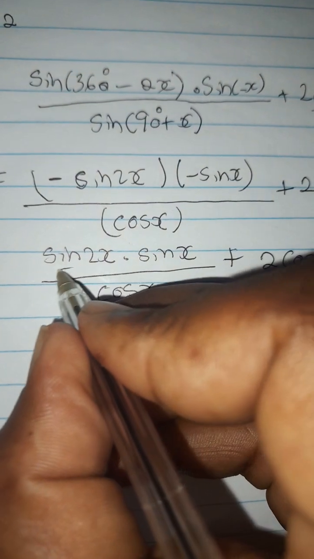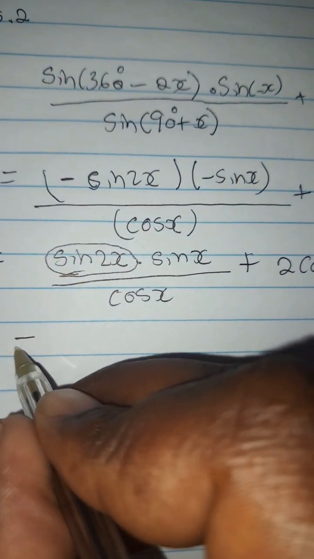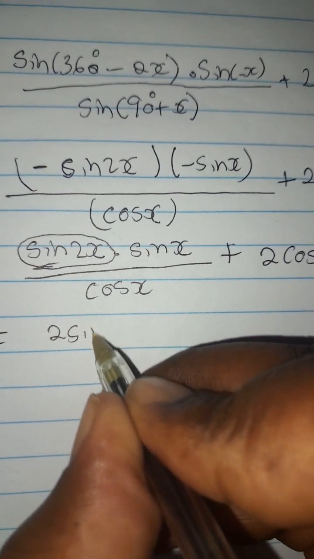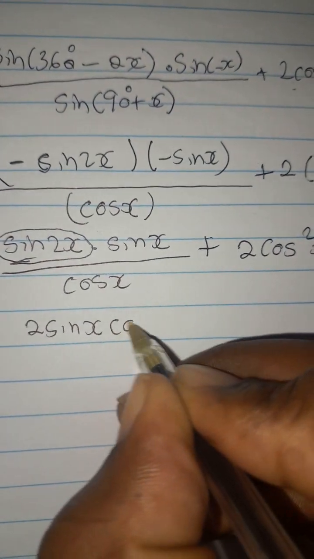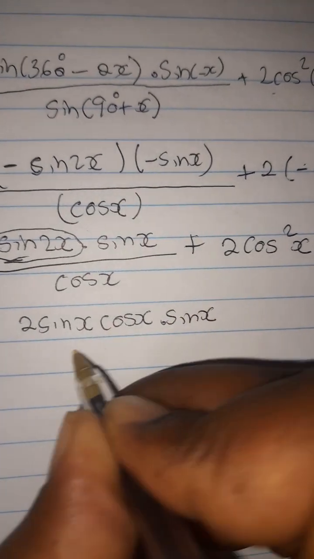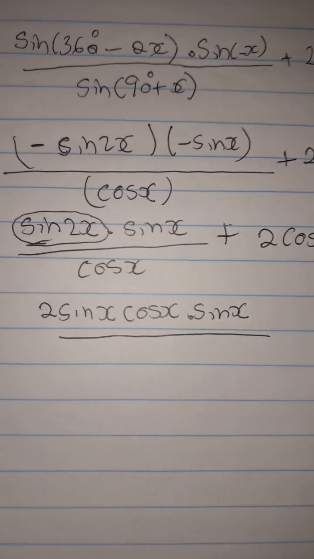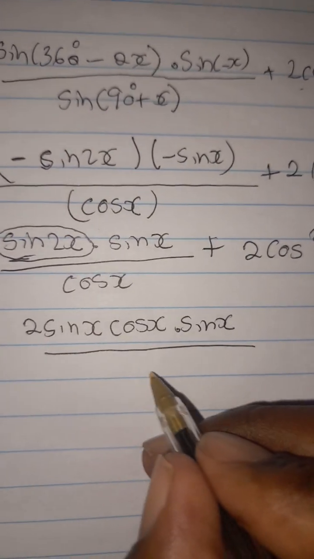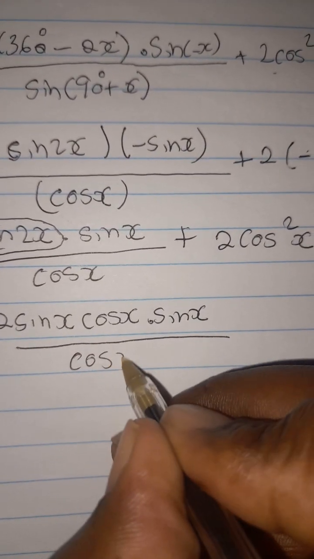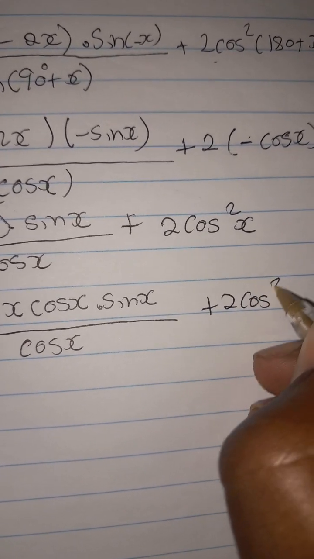Right, so from here we could see that, guys, here we have a double angle of sine 2x. So when there's a double angle, change it. So it will be sine 2x as well as cos x multiplied by sine x. Know your double angles well. When it's sine 2x, change it to 2 sine x cos x. So we have cos x here plus 2 cos squared x.